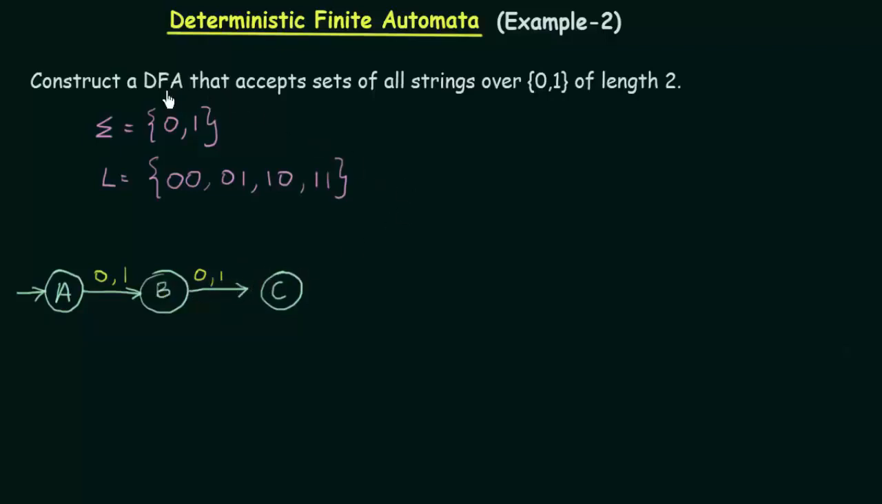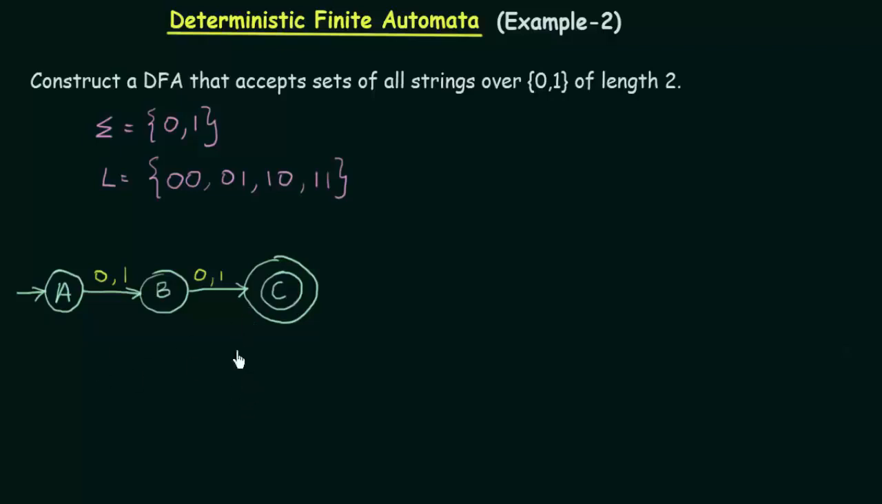The DFA that we construct should accept all strings of length 2. So if it reaches here, the length is 2. That means this should be the accepting state or the final state. So I have to put a double circle around this C, indicating that this is the final state. Here at this point the length of my string is 2, and that is the accepting state. Well and fine.